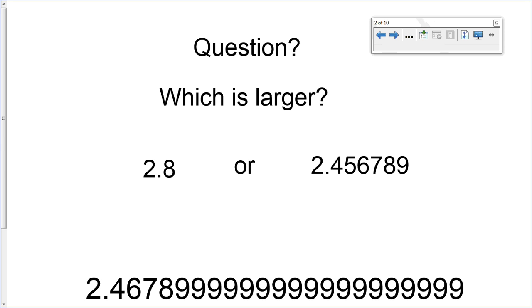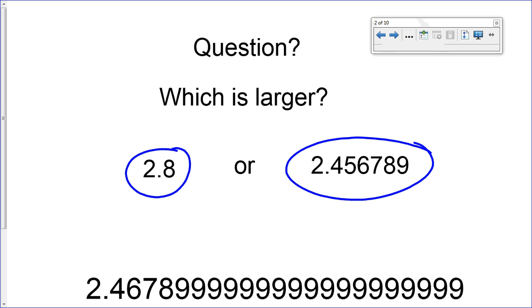So to illustrate, I'm going to start out with a question. You can see these two numbers here, 2.8 and 2.4567889. Now I need you to ask yourself which one of these two numbers is larger. Just think about that for a second, pause it if you need to. But if you chose this number, then this lesson is for you, because this number is indeed not larger. This is the larger number. We're going to go over that, and hopefully by the end of this lesson you will realize why.